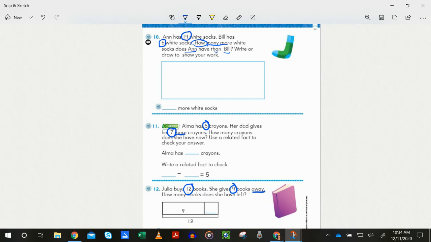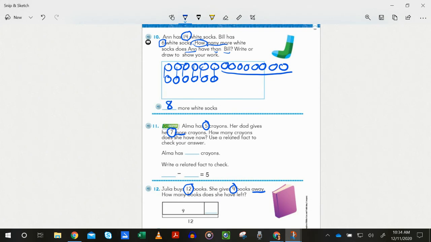Okay, let's switch to our crayons so we can check our work. Back on number 10, Anne has 14 white socks. There's lots of ways we could do this. I am going to choose to draw a picture. Whoa, 14. Okay, Bill has 6 white socks. How many more white socks does Anne have than Bill? So I'm comparing these and seeing what's left over. And I can see there are 8 left over.